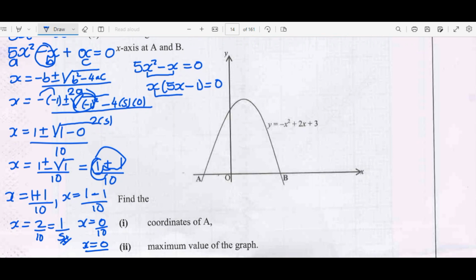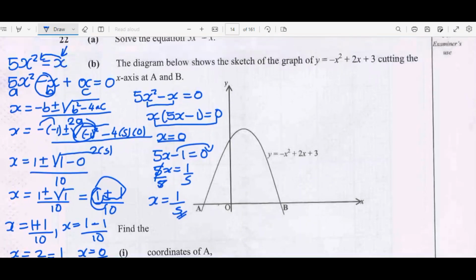So the first value of x is 0. x is equal to 0. Then the other one is 5x minus 1 is equal to 0. Then we take our -1 to the right side, and this will change into +1. If we divide by 5, also by 5, then x is equal to 1 over 5. So we've seen that we are getting the same values.